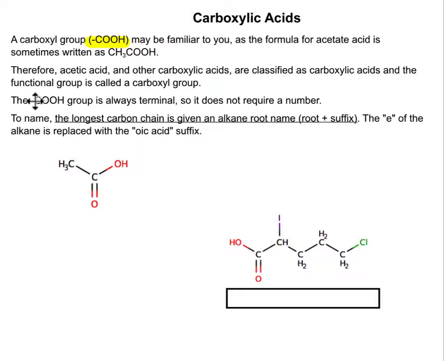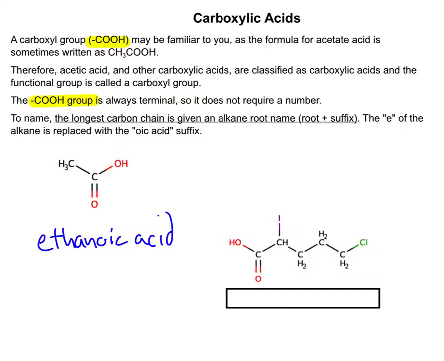The C double bond O group, the carboxyl group, is always terminal, so once again it doesn't require a number. And again, the naming is pretty straightforward. We simply name the compound based on number of carbons. So this is an ethane, but we take off the E of ethane and we add oic acid, so ethanoic acid.